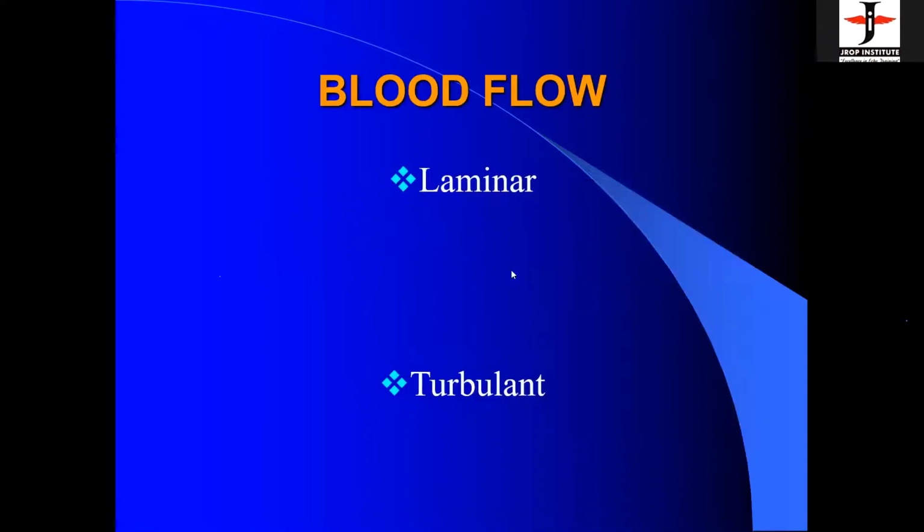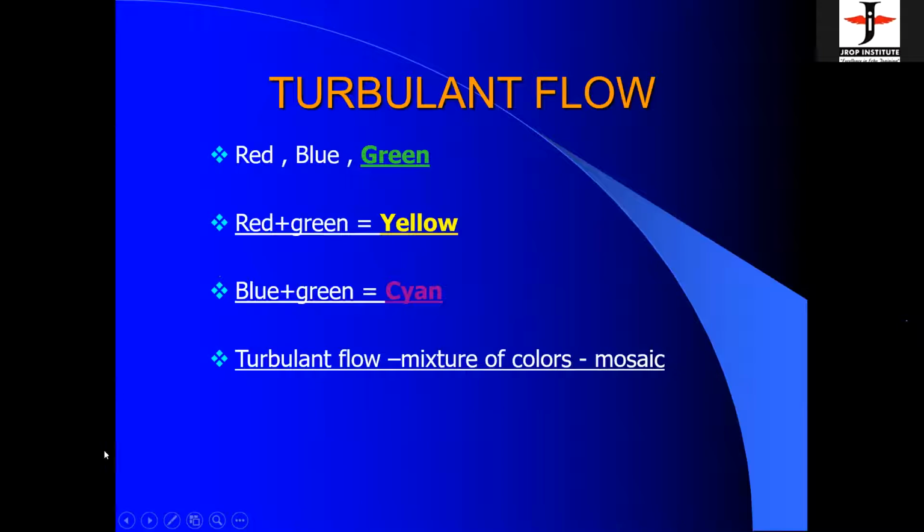And remember, these are the normal flows and these are the turbulent flows. Turbulent flows have multiple velocities. Turbulent means there is a mixture of colors. For example, you have seen red and blue; if you add them, they become partly green. Red and green become yellow. So there is a mixture of colors also.